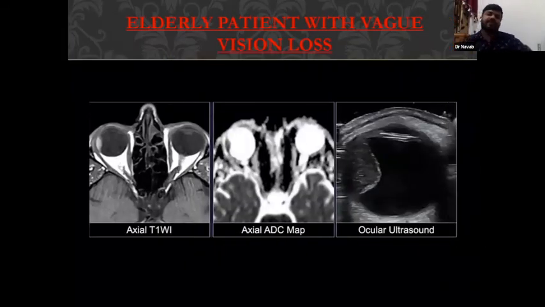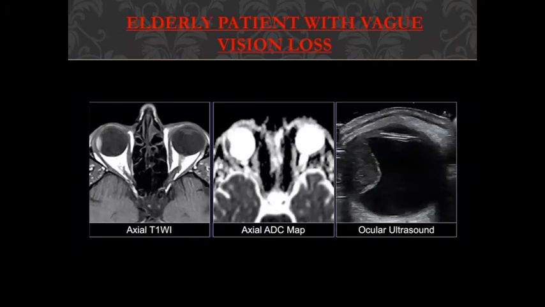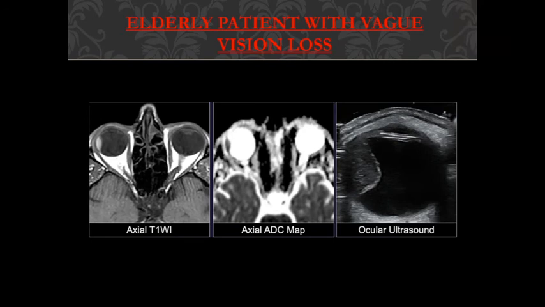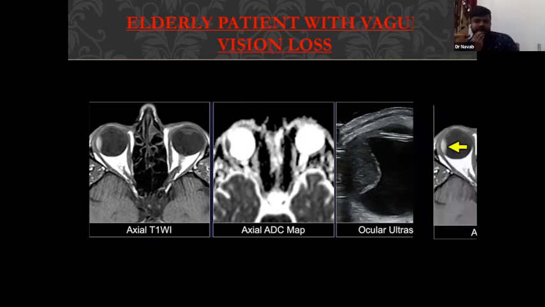Okay, what is this case? Elderly patient with vision loss. There is a T1 bright lesion in the right lateral aspect of the globe. There is a fallen ADC. An ultrasound image is also given. I'm thinking of a melanoma. Okay, why is it melanoma? It's hyperintense in T1. Very good.